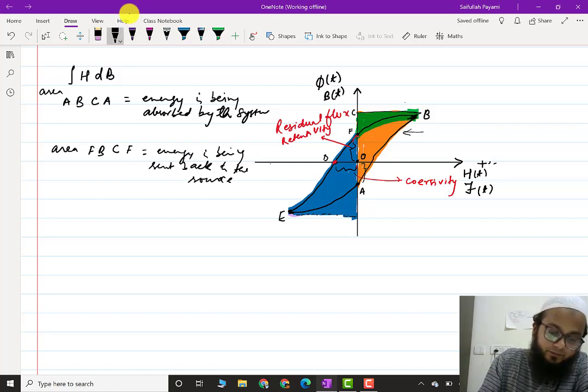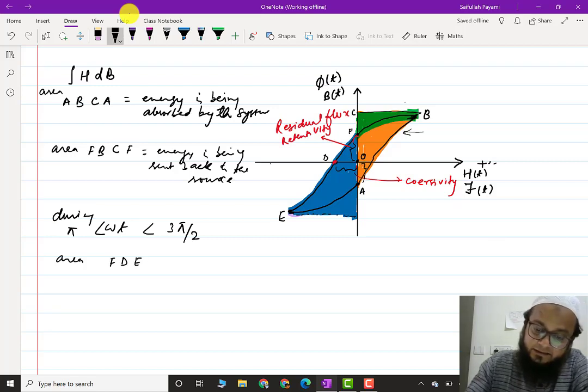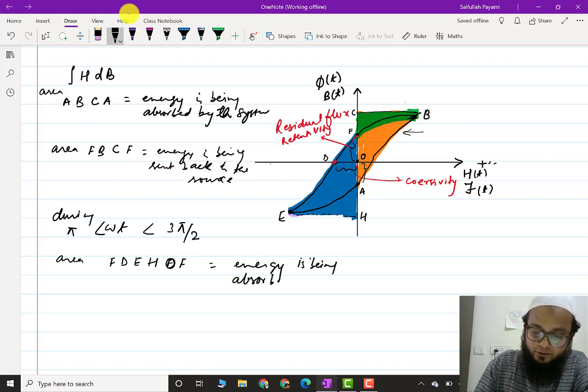So during omega t greater than pi and less than 3 pi by 2, the area F, let's say this is H, so H, O, F, is the energy being absorbed by the system.